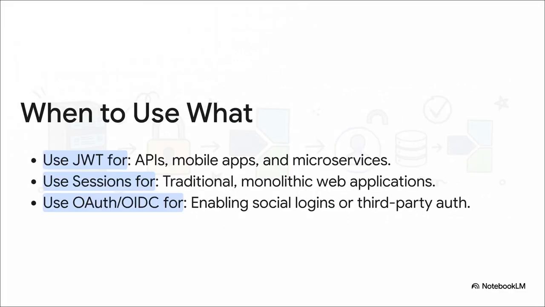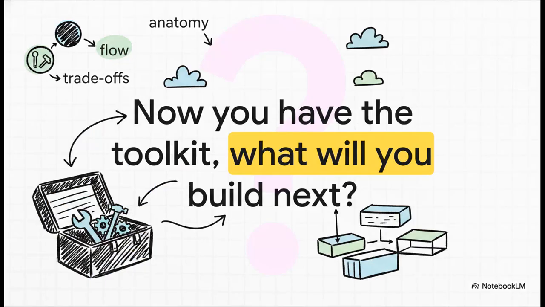Here's the rule of thumb, nice and simple. Building APIs, mobile apps, or microservices architecture? Yeah, you should probably reach for JWTs. That statelessness is just too good to pass up for scalability. But if you're working on a more traditional monolithic web app, hey, don't sleep on classic sessions. They're simple, they're secure, and that logout problem, it's just not a problem. And of course, anytime you need to let users log in with another service, you're going to be looking at something like OAuth. So there you have it.